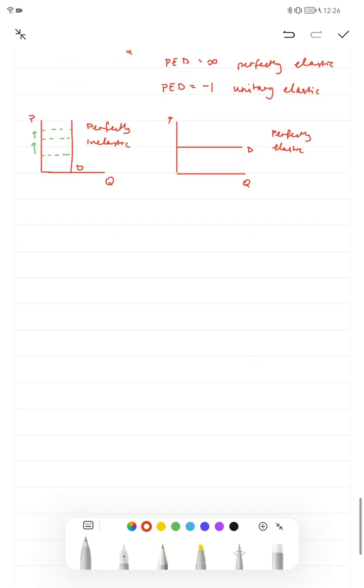And there are a few factors that affect PED. The first one being the availability of substitutes. If there are more substitutes available, it'll be more elastic, because if the price of a box of tissues goes up, you just buy a different brand of a box of tissues. So the quantity would go down if the price were to change.